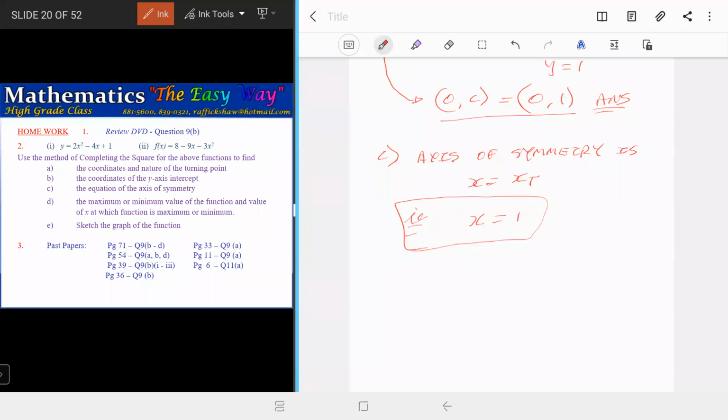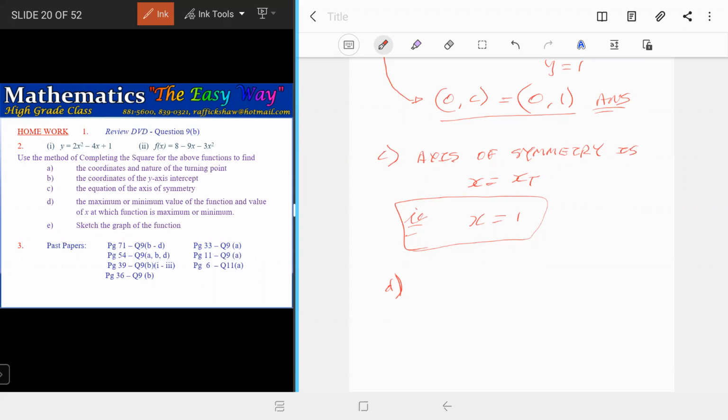Then part D now. Part D is asking something that they like to ask in CSEC. They want us to find the maximum or minimum value. We know it's a minimum. They're not telling you which one it is, so that's why I ask a question like that. They say find the maximum or minimum. Which one is it? It is minimum. Find the maximum or minimum value of the function.